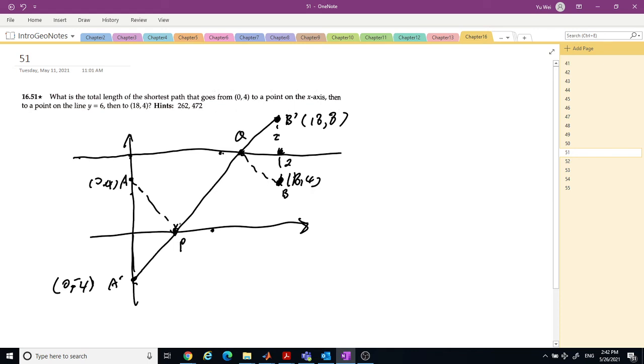Okay, so when you bounce, this angle equals this angle equals this angle, right? So the shortest path will be A prime B prime, which is equal to the square root of 18 squared plus 12 squared. Okay. This one is equal to 6 root 13.